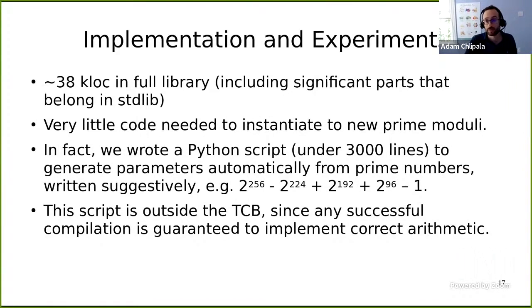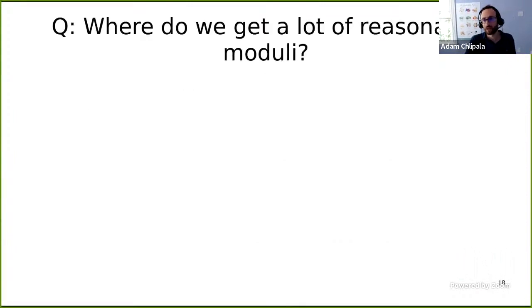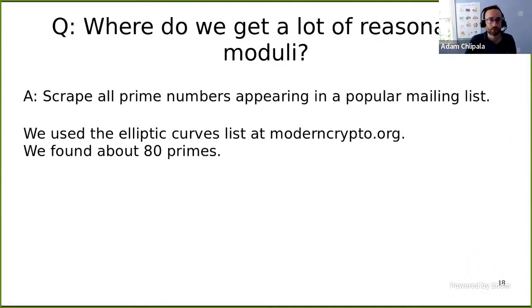But we did need to get a lot of different inputs to use to test this system. So where are we going to get a lot of different prime numbers to use for testing purposes here? What we decided to do was scrape a popular mailing list about elliptic-curve cryptography, where we found about 80 prime number descriptions. And we automatically benchmarked the code that we generated for all of them.